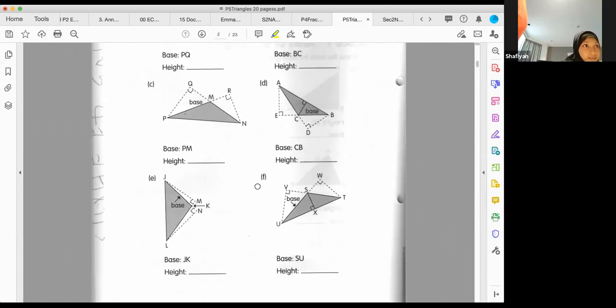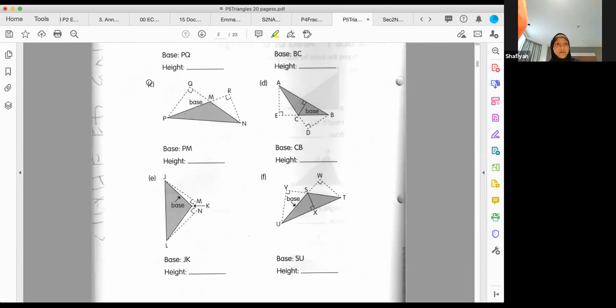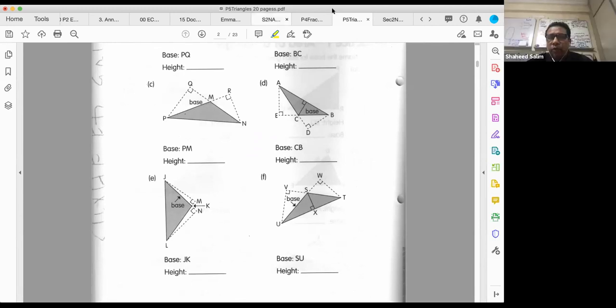D. D is who is it? Shafia. Akil is C. Akil. Now I underline for you where they say the base. Now how do you know the base? There, PM. So this is the base.